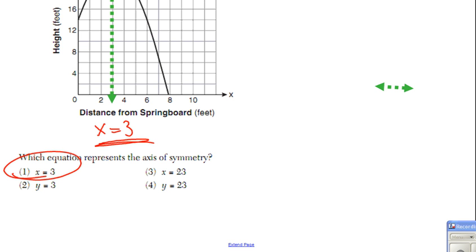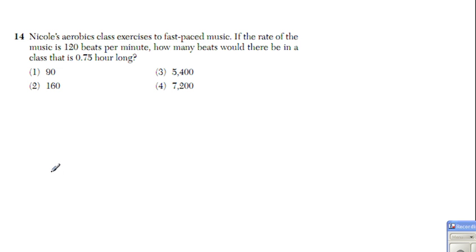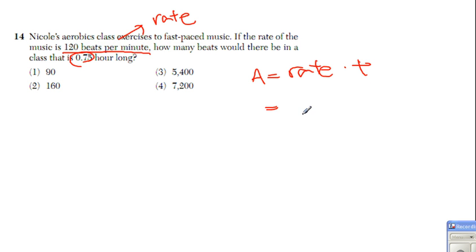Now, next. The rate of the music is 120 beats per minute. How many beats would there be in a class 0.75 hour long? In this case, in order for us to calculate, since this is a rate and this is time, the total amount will be equal to the rate times the time. What is the rate? 120. Time is 0.75 hour.